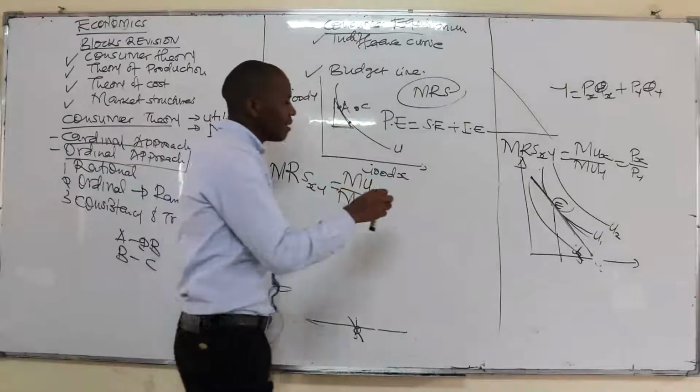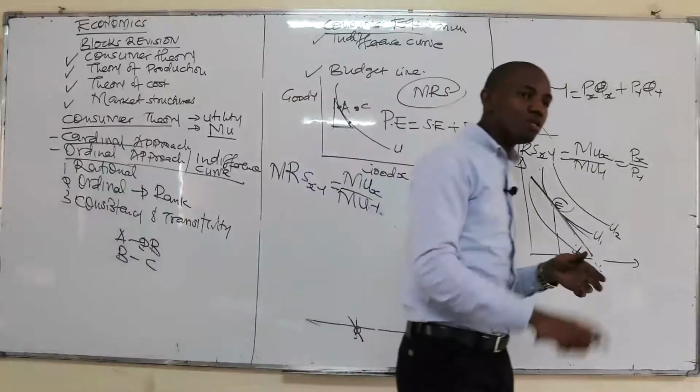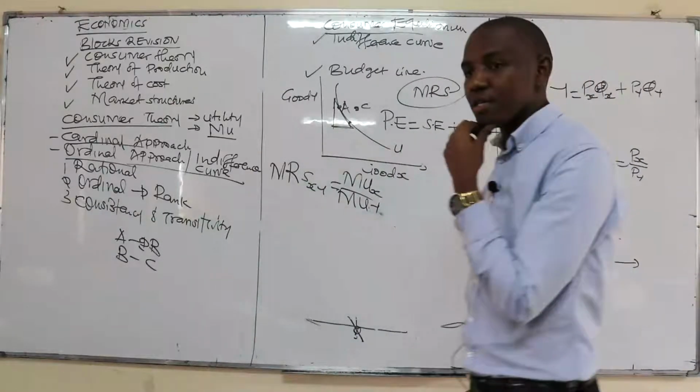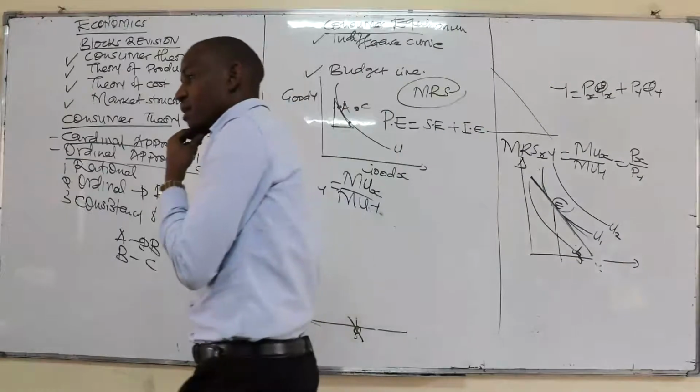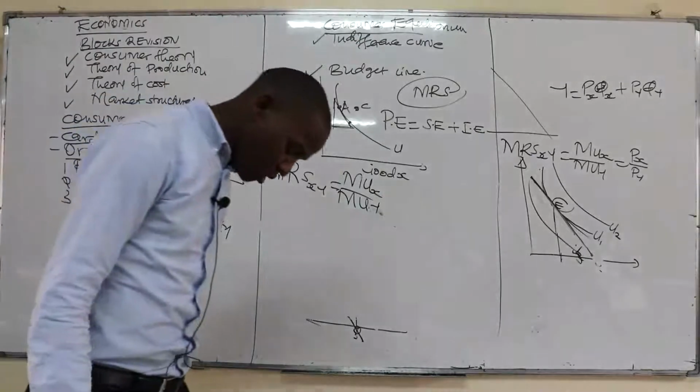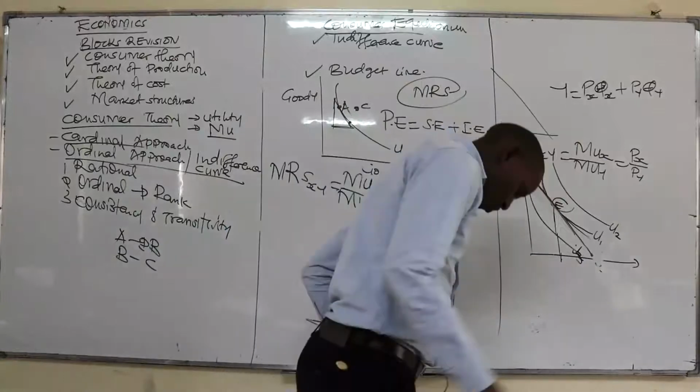Then the second one is to distinguish the given goods and the inferior goods.